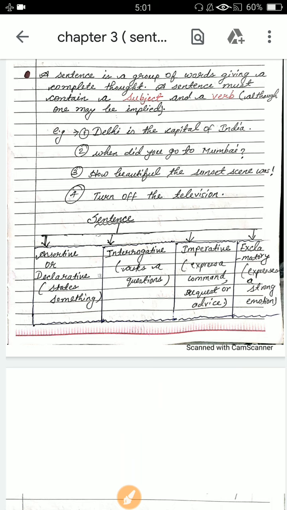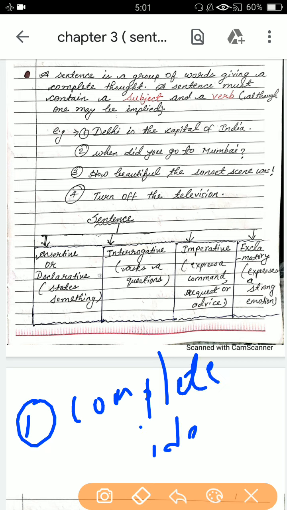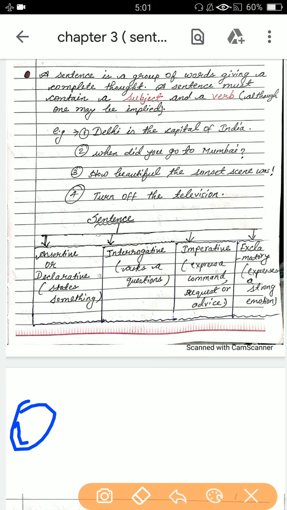There are some characteristics of a sentence. First of all, the main characteristic of a sentence is that it conveys a complete thought. It will convey a complete idea or thought. Then the second characteristic of a sentence is that it contains a subject and a verb. It has a subject plus verb combination.